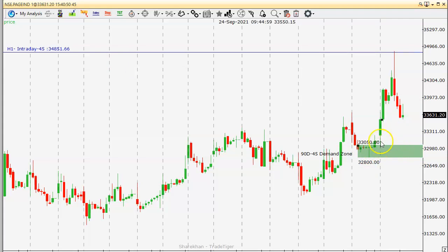So on Monday, if the price comes to this area, we can enter a long position, keeping a stop loss below 32,800, aiming for a target of 33,950. So this area we can keep as the target place. Keep a stop loss below 32,800. Very simple plan. This is Page Industries for Monday trading.